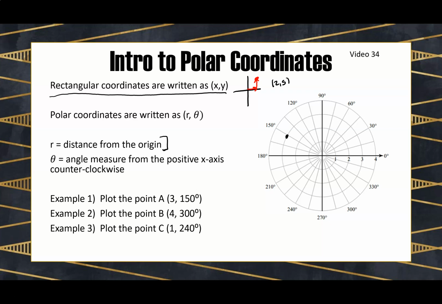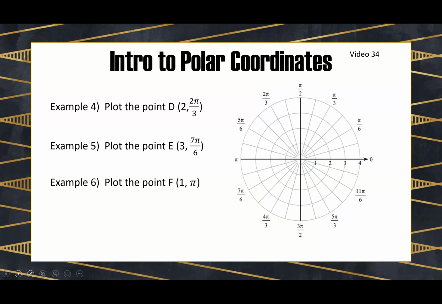All right, where would 4, 300 be? Well, 300 is right here, and going out all the way to 4 would be 1, 2, 3, 4. It would be all the way out here. Okay, so that would be my coordinate, and I probably should have labeled this as A and this as B. Next one is going to be 1, 240. So find my 240, and I'm going to go out 1 radius away from the center, and that's going to be my C. Not too bad, right?